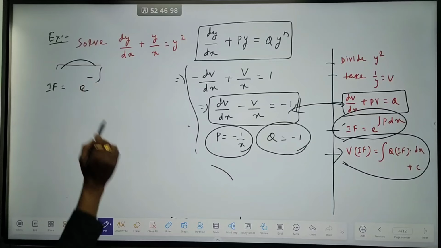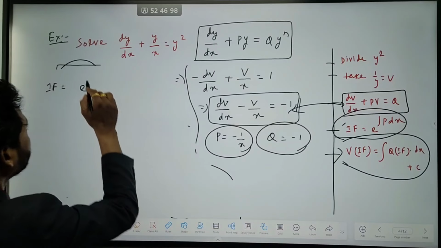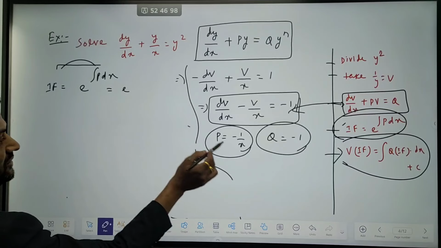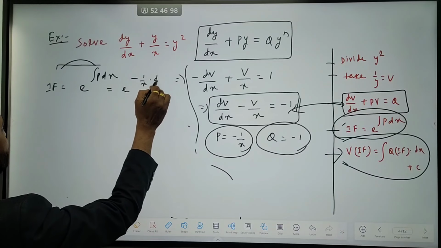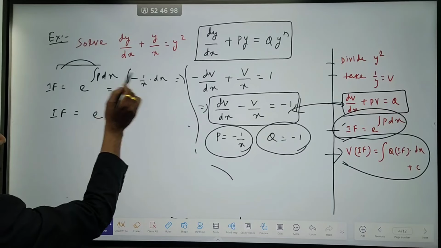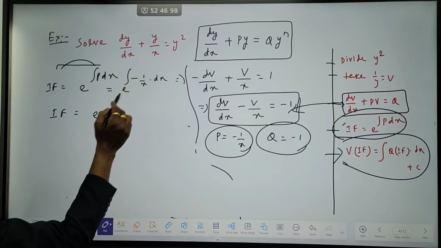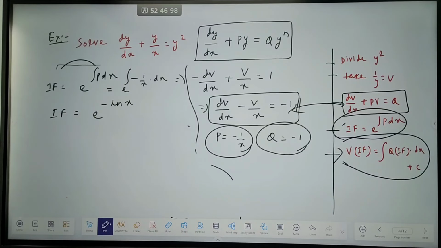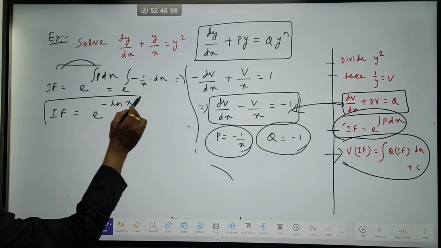Here I am writing. The integrating factor is e to the power, not minus, e to the power integration of p dx, right? So integration of p is minus 1 by x into dx. So the integrating factor will be e to the power minus, the minus comes outside, it is common, integration of 1 by x is ln x, so it will be minus ln x. ln means log of base e. Okay, this is the integrating factor.